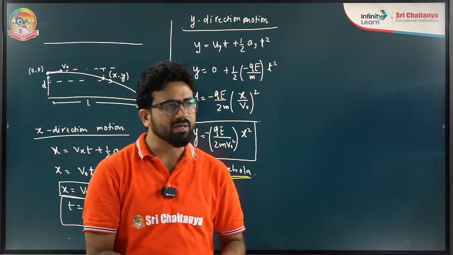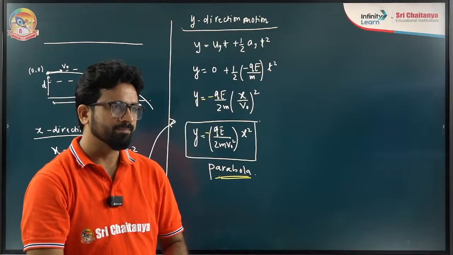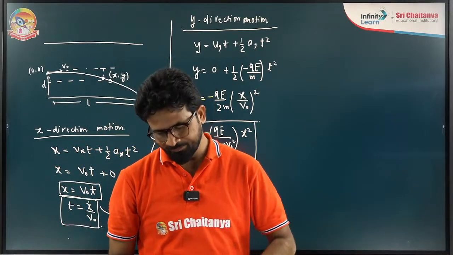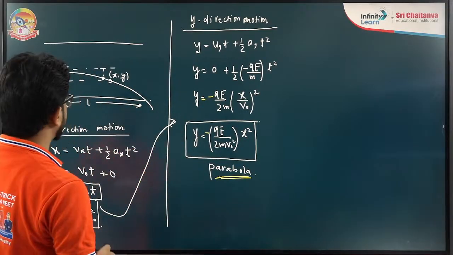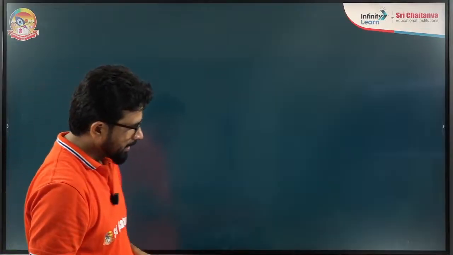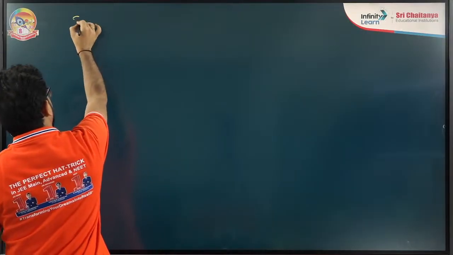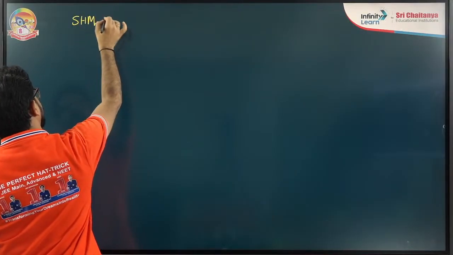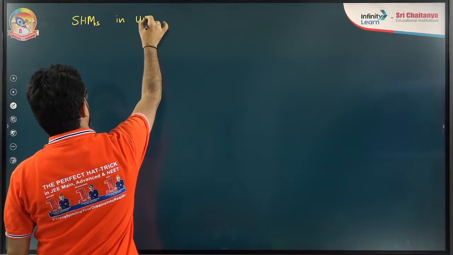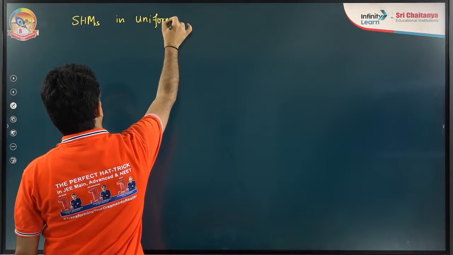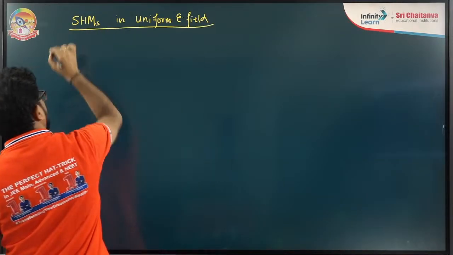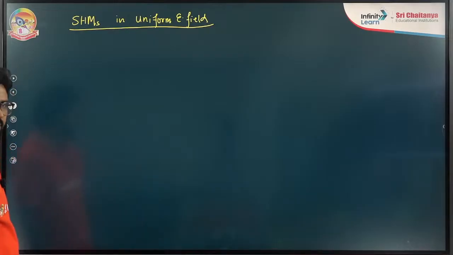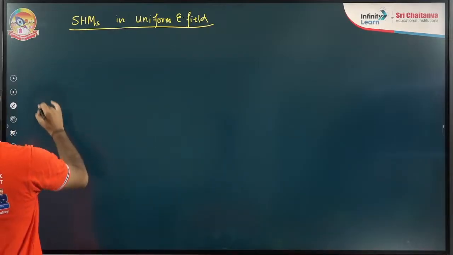So what is the meaning of that motion we have seen? I have discussed a few things. Now I am taking you to the next type of problem that we have to learn. It is a question related to SHM in a uniform electric field. I am discussing a very basic concept. Try to understand it. Very basic question I am taking.